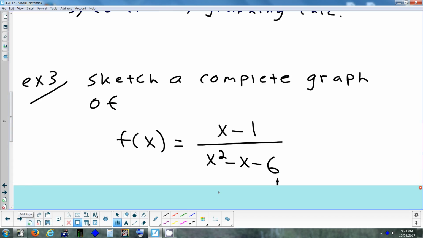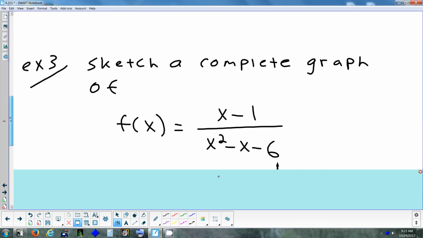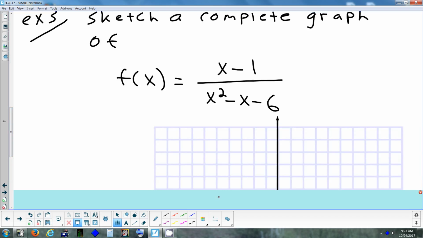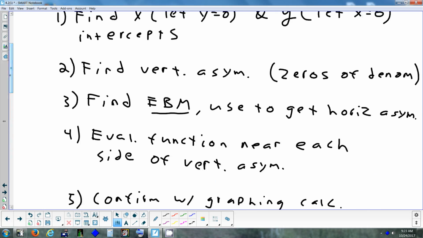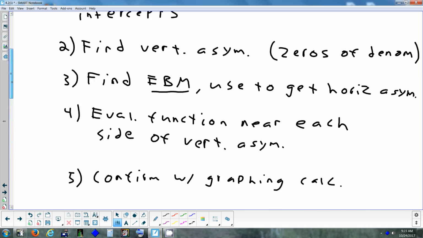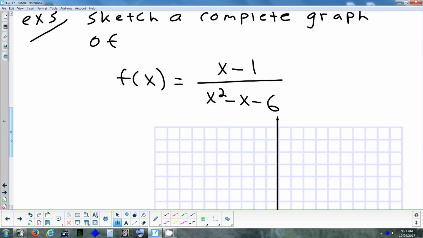Okay, so let's sketch a picture of that. The 5 steps that I just gave you up above, you can do them in any order. I generally like to find the asymptotes first. It's just the way I do it. So let's start with our vertical asymptotes, the zeros of the denominator. Okay, so let's set the denominator equal to 0, see if we can solve it. It's really nice if it factors because then we don't have to get involved with the quadratic formula.